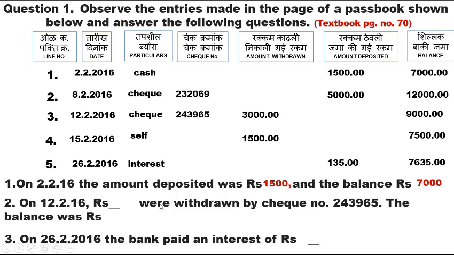On 12/2/2016, 3,000 rupees were withdrawn by the check number 243,965 and the balance was 9,000. On 26/2/2016, the bank paid an interest of rupees 135.